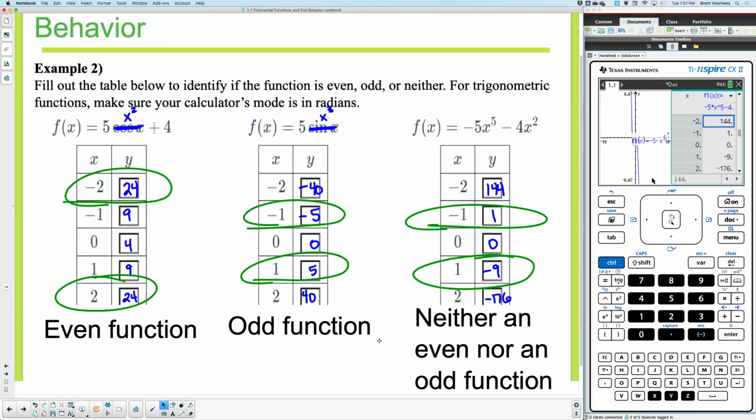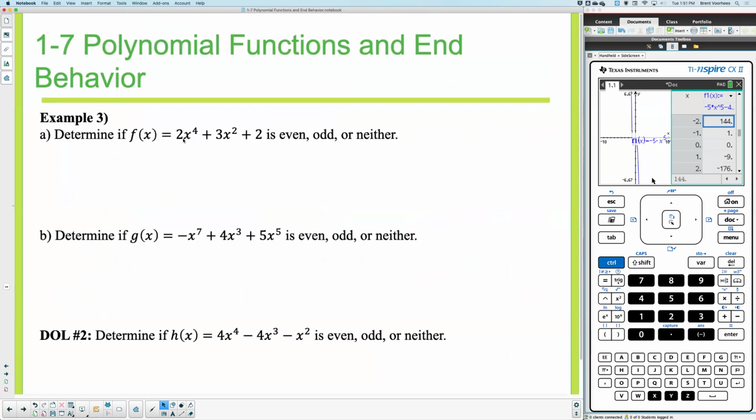So now we've taken a look graphically. We've taken a look using tables. There's one more thing you can do to determine if something's even or odd. There's a third way, and that's you can just look at the equation in general. The equation itself can tell you if it's even or odd. How you determine is you look, and every single power must be an even power to be an even function. Every single power must be odd to be an odd function, and neither means you're getting mixed up and you have them mixed in between.